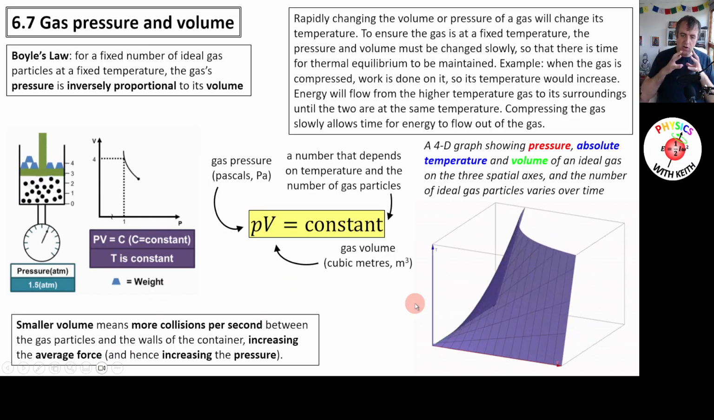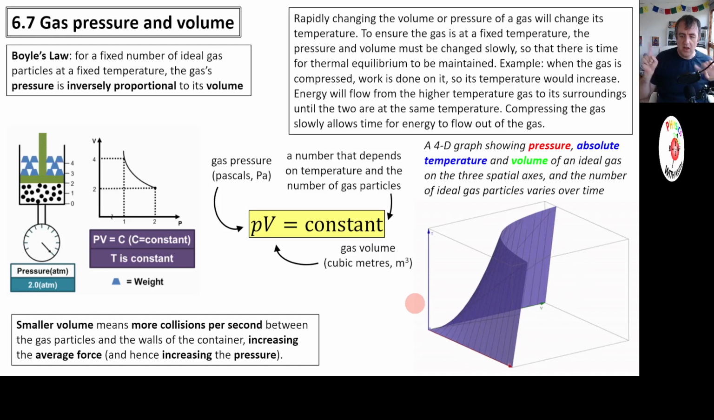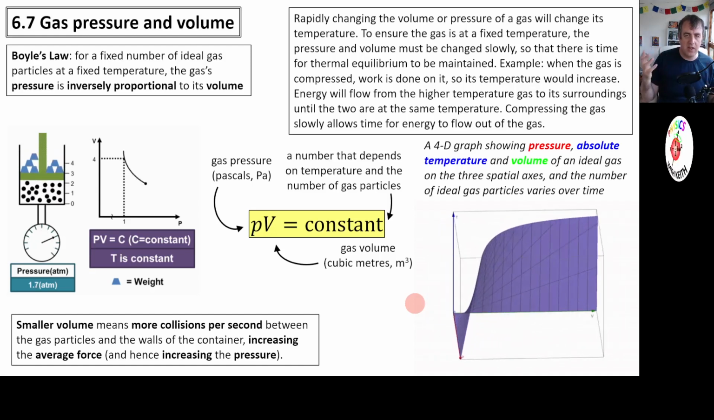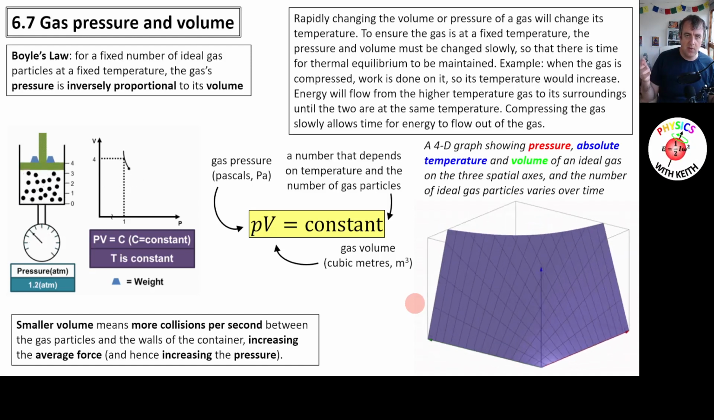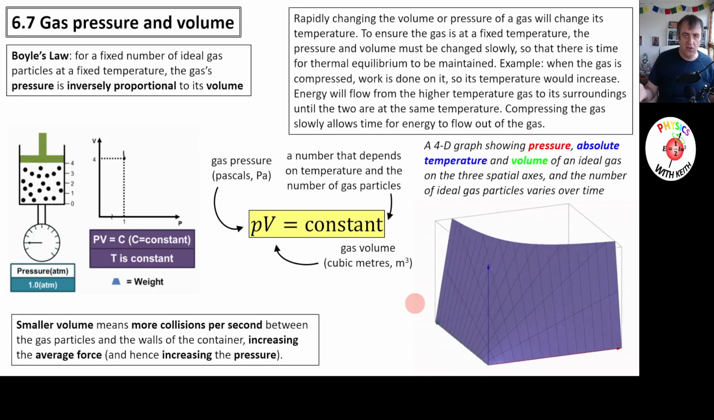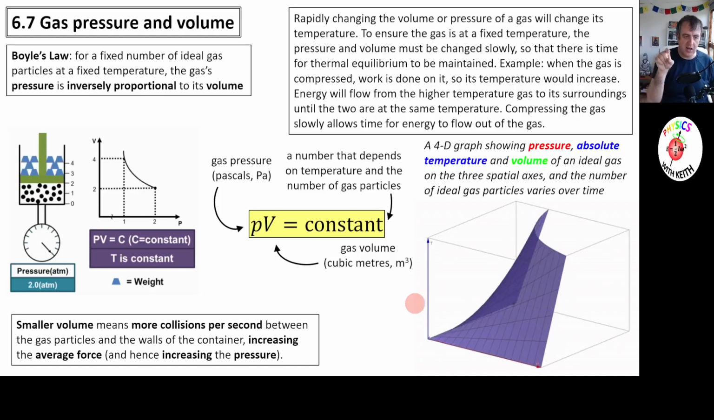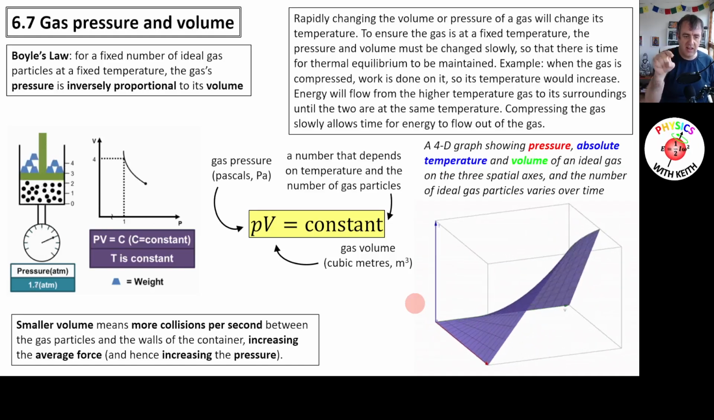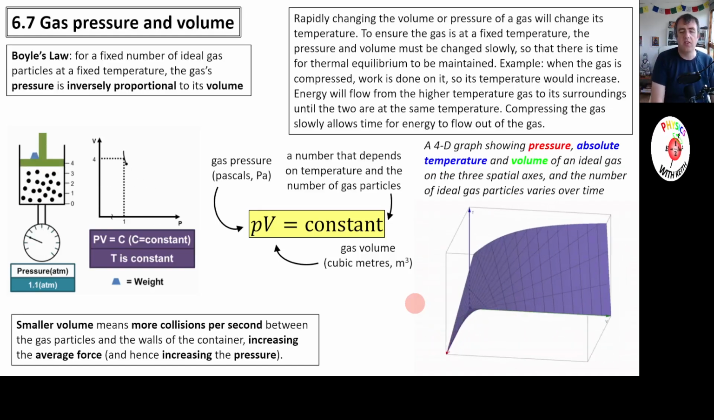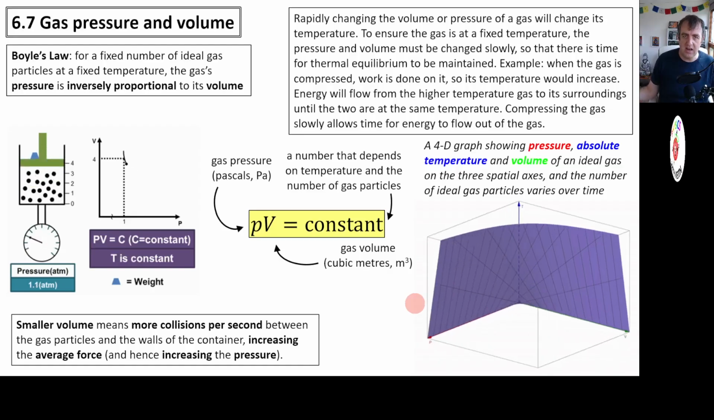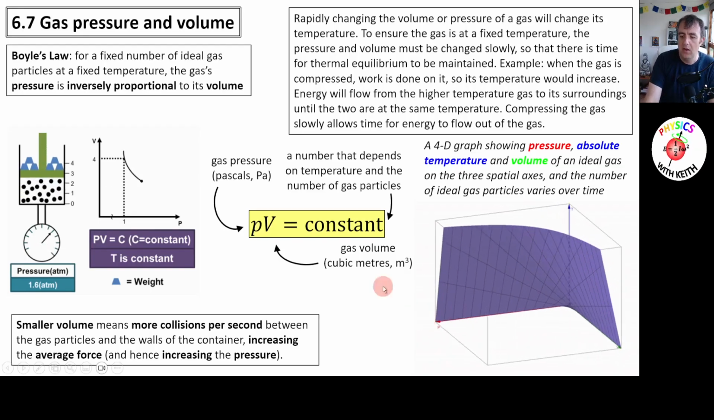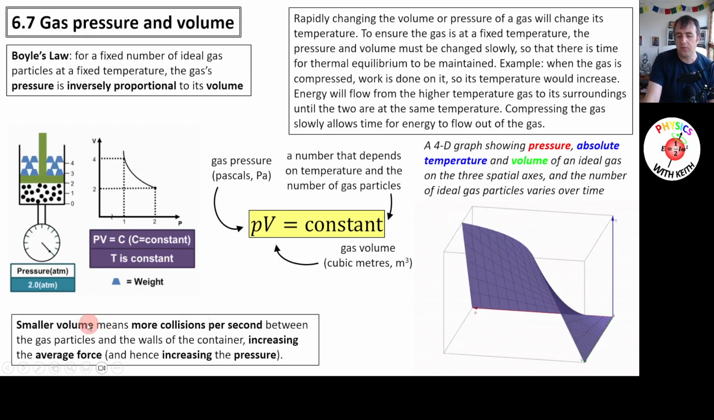If you have a smaller volume, the particles have less distance to travel before they collide with the walls of the container. Therefore, the average force is higher. Imagine that it hits the container once every second. The average force is what it is. And now it hits it 10 times a second. The average force is higher because over a second, we're pushing it 10 times rather than just one time. So the average force is higher.